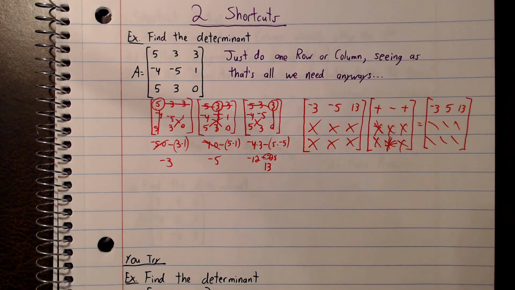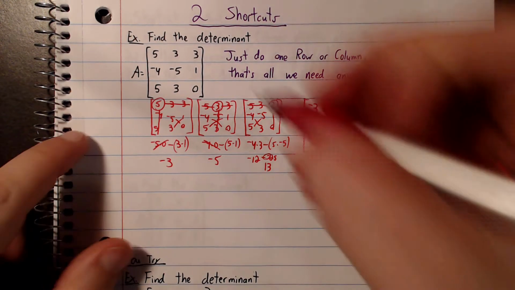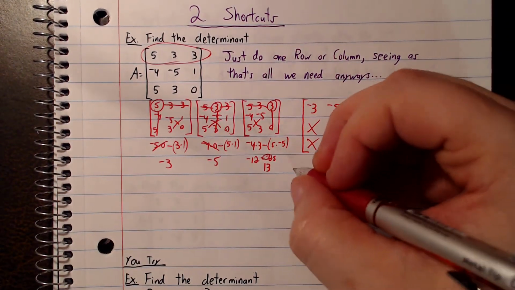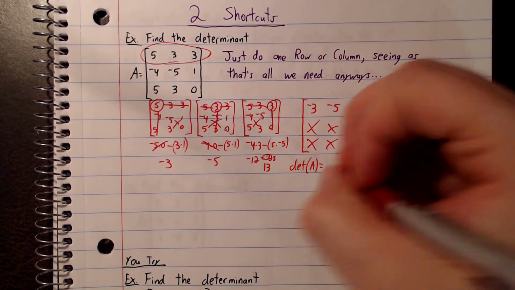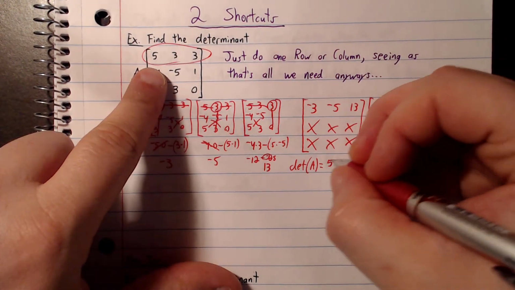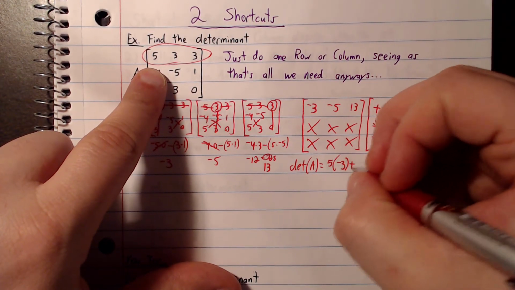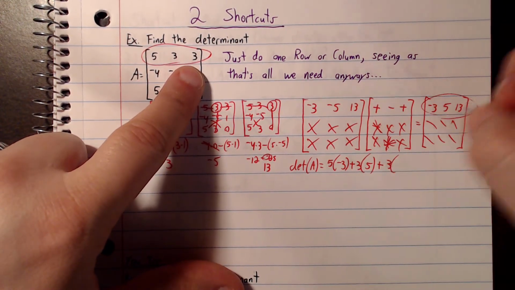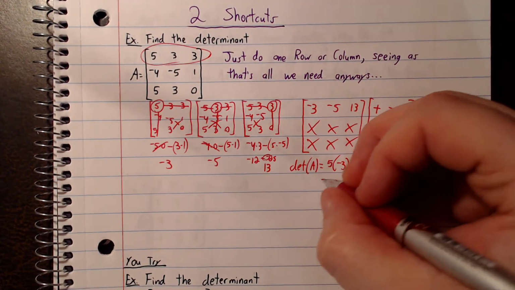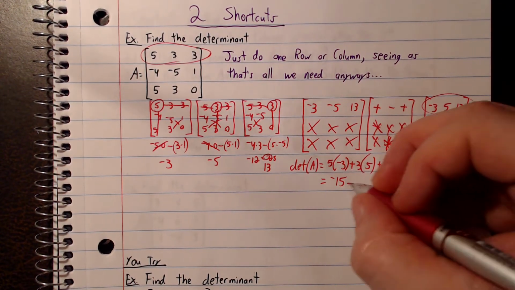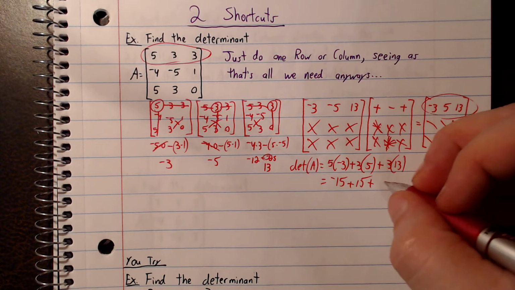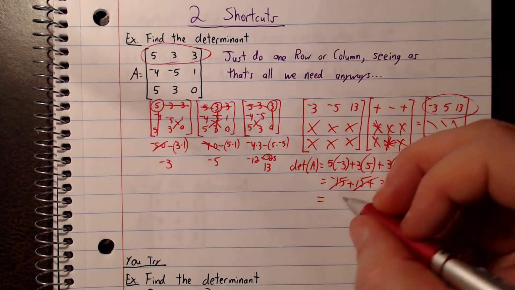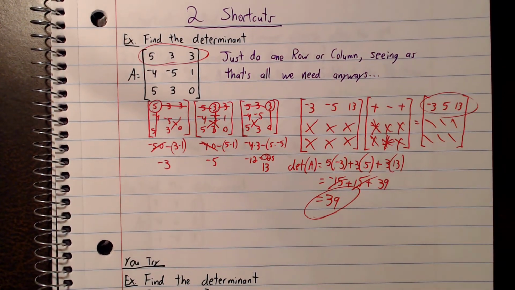Okay. Now to find the determinant at this point, we only need the top row and what we just found. So here we go. Determinant of A, we're going to do 5 times negative 3 plus 3 times 5 plus 3 times 13. That's negative 15. That's positive 15. This is positive 39. Those cancel out. And we get the determinant to be 39.